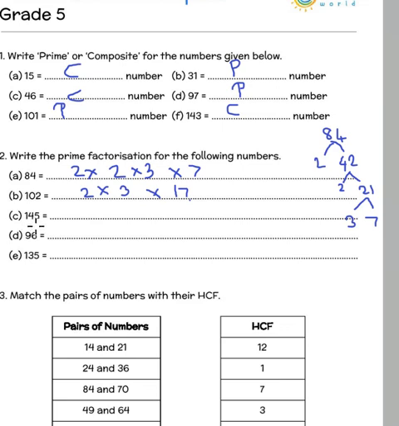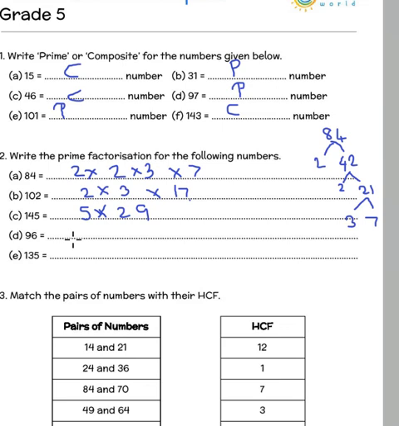For 145, you know that it ends in 5. So you know that it is 5 multiplied by something. Now when I say 5 multiplied by, I know 5 is a prime factor, so I can definitely write 5 multiplied by. You will see that when you divide 145 by 5, it will be 29. And 29 also happens to be a prime number. So you can write 5 multiplied by 29.